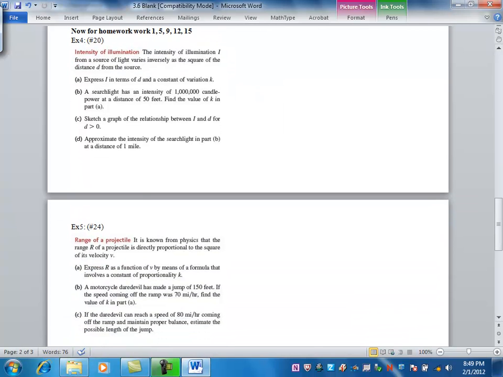It says the intensity of illumination I from a light source. So let me write down, part A wants me to express I in terms of D and the constant of variation K. So the illumination I from the light source varies, so I need my I equals K inversely as the square of the distance D from the source. So there's part A.